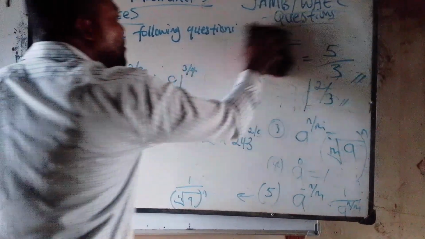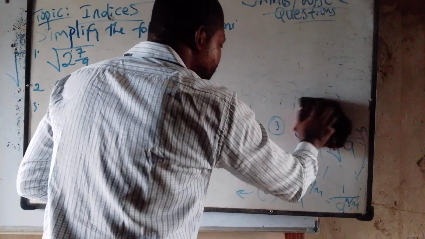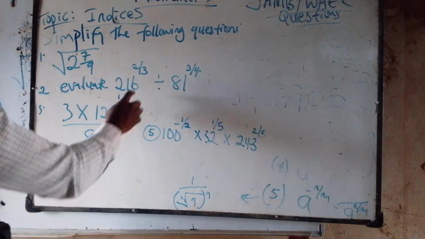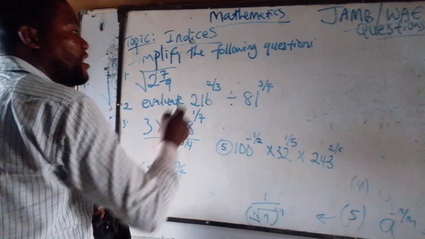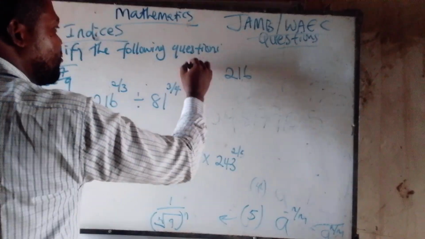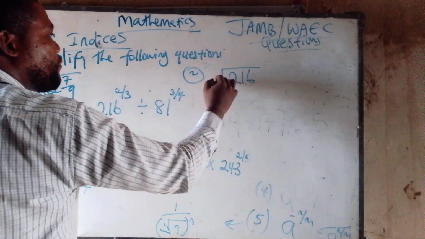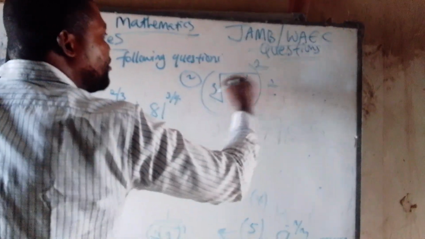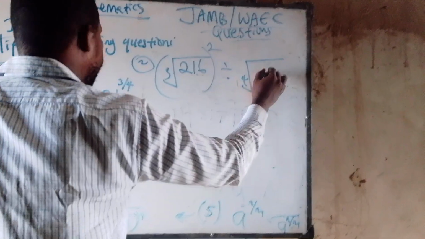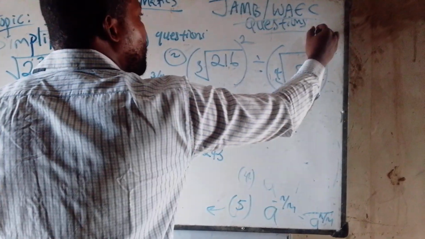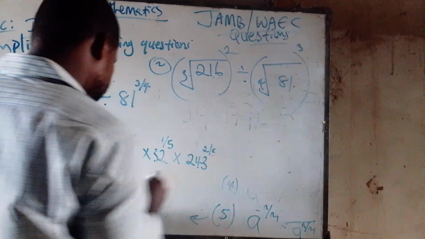Number 2, I'm asked to evaluate the number 2 problem. And how will I evaluate it? Look up. Look at what this thing means. This means the cube root of 216, always to the power of 2, as I've told you before, divided by the 4th root of 81, always to the power of 3.